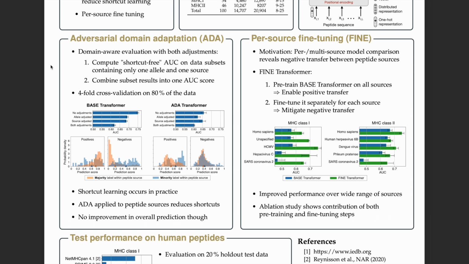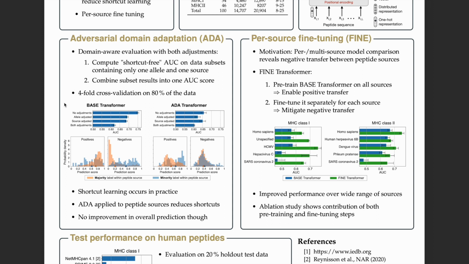Before I show you the results of the adversarial domain adaptation approach, I briefly explain our domain-aware evaluation. The data features two domain structures, the MHC alleles and the peptide sources, with varying label frequencies between peptide sources and between MHC alleles. This leads to the risk that a model can pick up the domain identities and use them as a shortcut for predicting T-cell responses. Our domain-aware evaluation ensures that performance estimates are not inflated by such shortcuts by first computing shortcut-free ROC-AUC scores on data subsets containing only one MHC allele and one peptide source, and then combining the subset results into one AUC score.